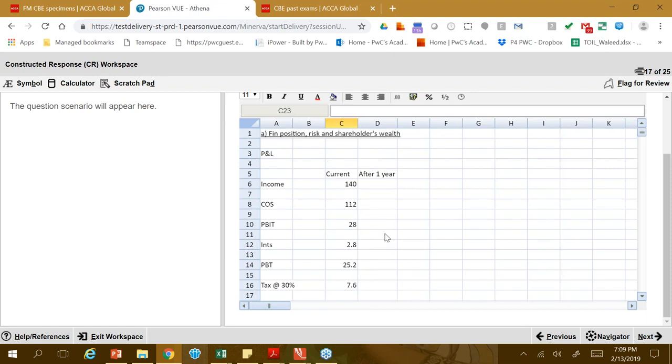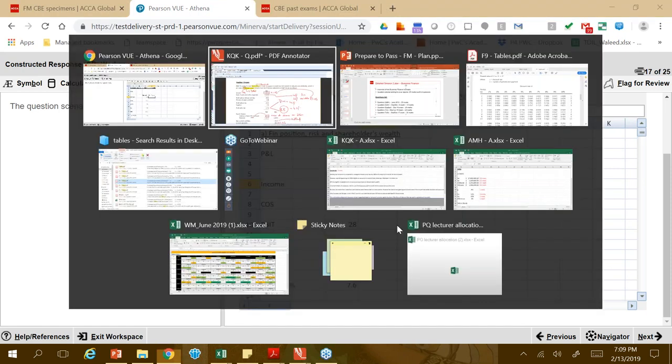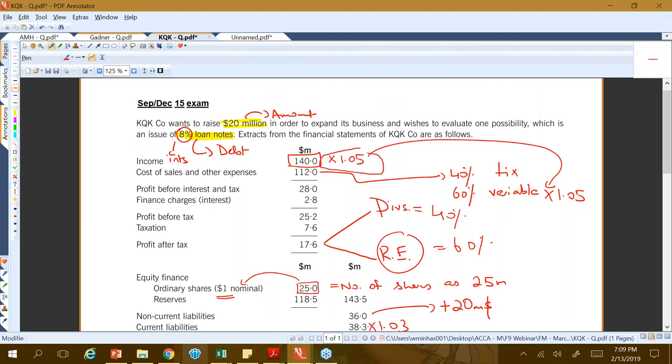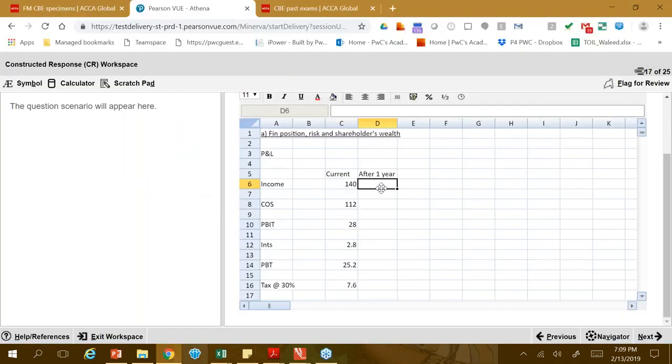And now we need to look at after 1 year. So we saw in the question that the income is expected to grow by 5%. So that's the first thing we'll do. So grow this by 5%. So take C6 times 1.05. That gives us 147. All workings are in millions of dollars. So 147 is our income.